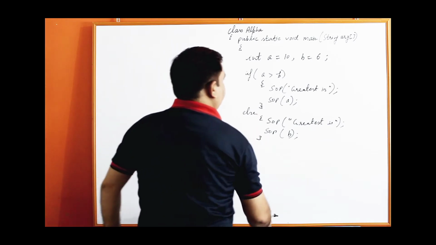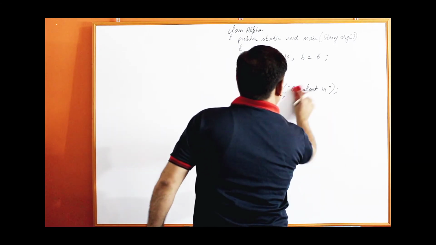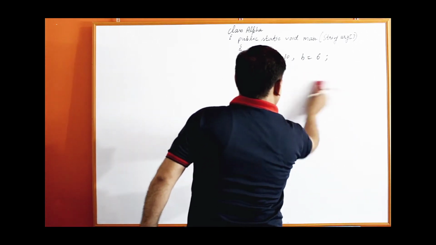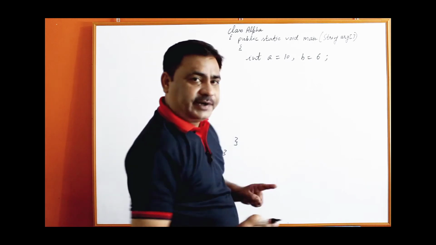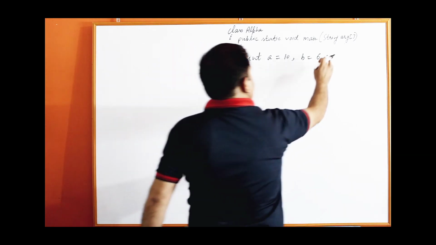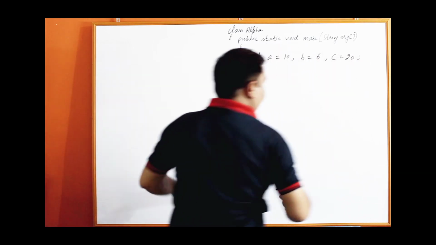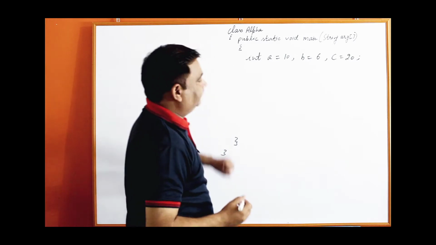Now next, a program to find the greatest out of three numbers. Suppose we have three numbers like this. One more number C is there, with its value. Using the if condition, first of all we will find.